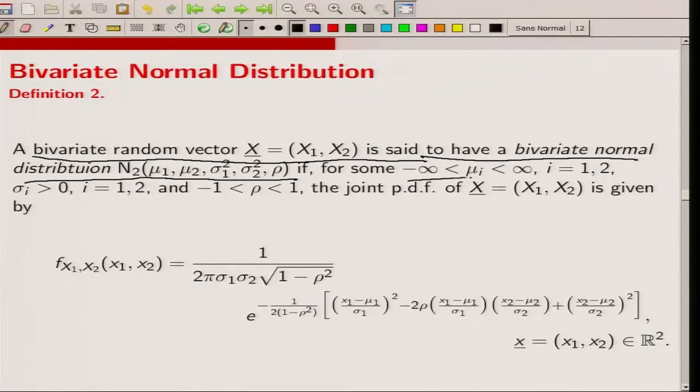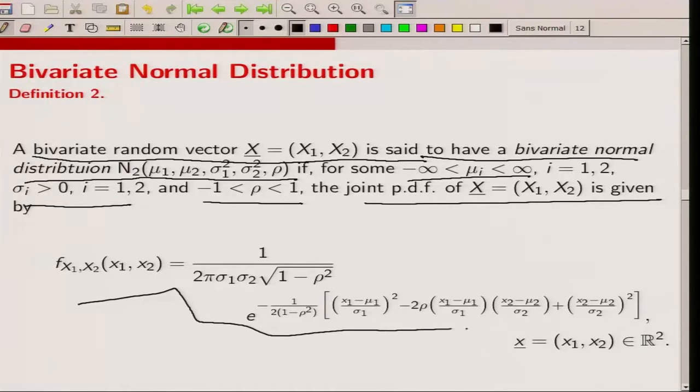If for some mu_i between minus infinity and infinity, sigma_i greater than 0 and rho between minus 1 and 1, the joint PDF of (X1, X2) is given by this expression, which is 1 by 2 pi sigma1 sigma2 square root of 1 minus rho square, e to the power minus 1 by 2(1 minus rho square) times [((x1 minus mu1) by sigma1) whole square minus 2 rho ((x1 minus mu1) by sigma1)((x2 minus mu2) by sigma2) plus ((x2 minus mu2) by sigma2) whole square]. So, this is all in the power of e.